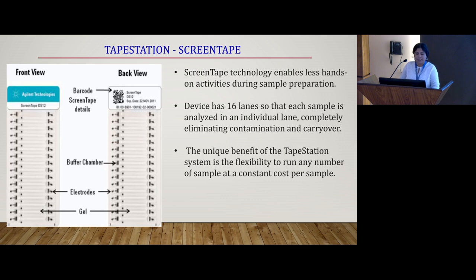The device has 16 lanes so that each sample is analyzed in an individual lane, completely eliminating contamination and carryover. The unique benefit of the TapeStation system is the flexibility to run any number of samples at a cost per sample. And if you are running 2 samples and the remaining 14 lanes are blank, you can store it in a fridge and use it the next time.